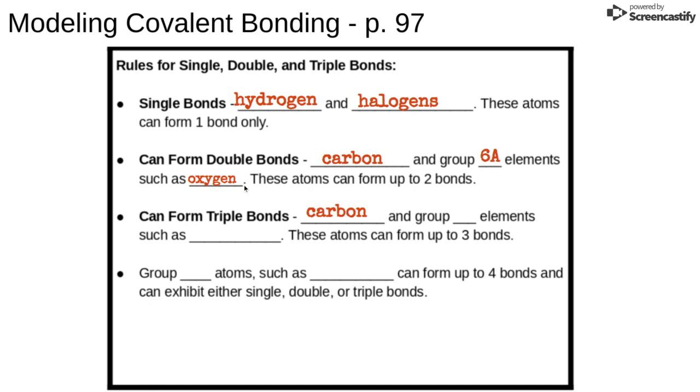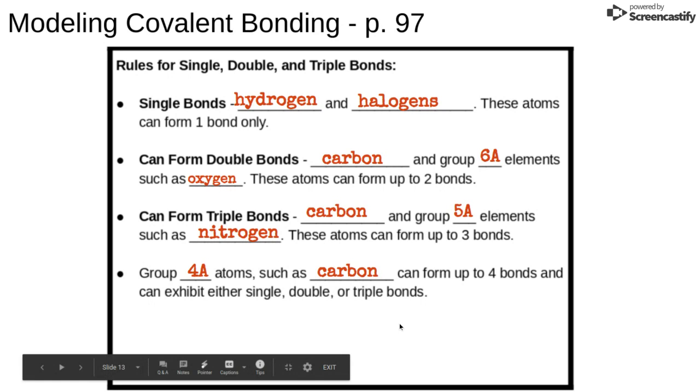Triple bonds also involve carbon, and your group 5A elements, or just group 5. An example would be nitrogen. It's got 3 open spots, so it can make a triple bond when it's working with another nitrogen, for example N, triple bond N. Now, group 4 atoms, like carbon, our universal guy, can form 4 bonds, but usually they don't exist as a 4 bond; they can exist as a single, double, or triple. So carbon is very universal.